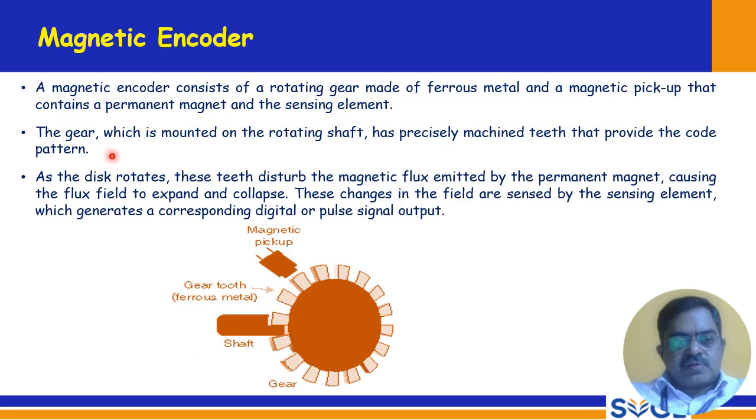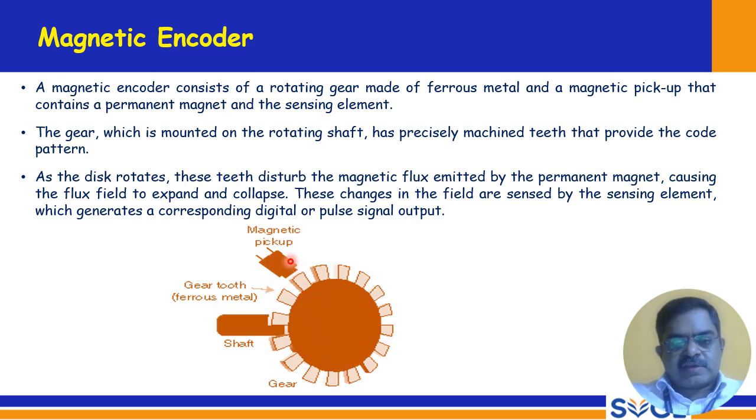So the next one is the magnetic encoder. The magnetic encoder consists of a rotating gear made of ferrous metal and a magnetic pickup that contains a permanent magnet and sensing element. So here this is the rotating disc having the teeth, and this is the magnetic pickup. The teeth are ferrous metal, and this shaft is what gets rotated.